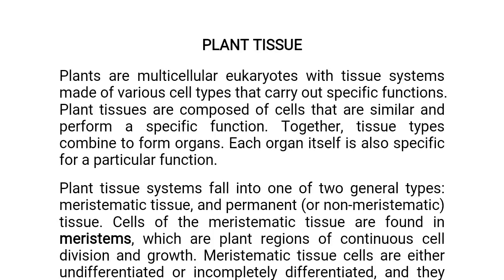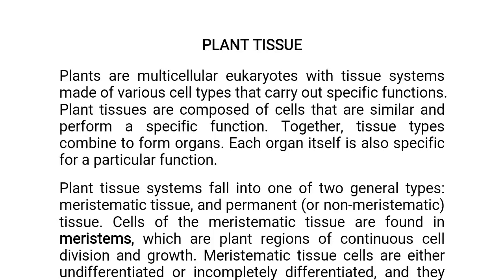All right. So what is a tissue, for example? A tissue can be defined as a group of cells performing a specific function. So a group of cells performing specific functions are referred to as what? Tissue. So plant tissue. So what is a plant? Plants are multicellular eukaryotes with tissue systems made up of various cell types that can carry out specific functions.